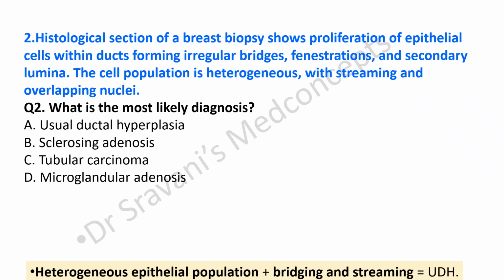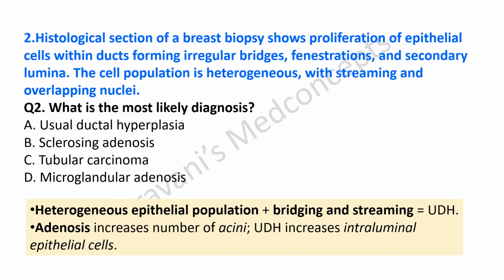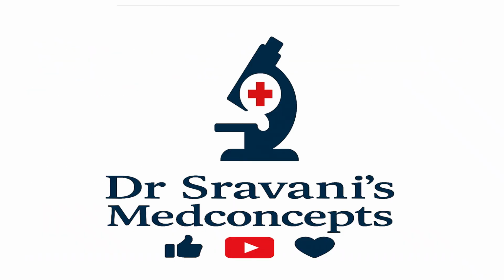Okay, so heterogeneous epithelial proliferation, bridging, streaming goes in favor of usual ductal hyperplasia, and adenosis means an increase in the number of acini, and UDH means an increase in the intraluminal epithelial cells. So with this we conclude the topic on adenosis of the breast versus hyperplasia. In the next session we'll move on to sclerosing adenosis.